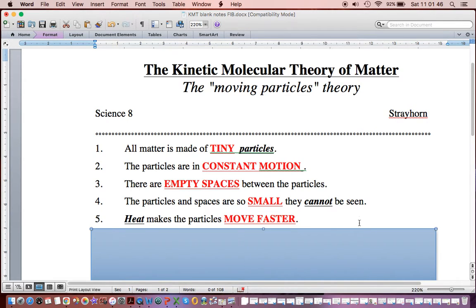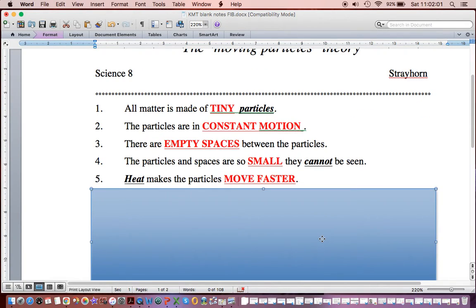So those are the 5 points that you have to memorize. The first 2 points give it the name, kinetic molecular. The tiny particles is the molecular part, and the constant motion is the kinetic part. So recopy those, memorize them.